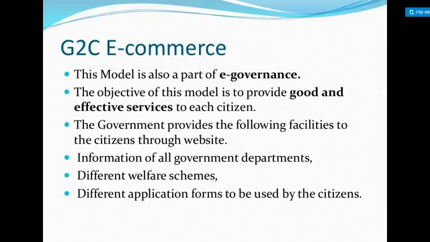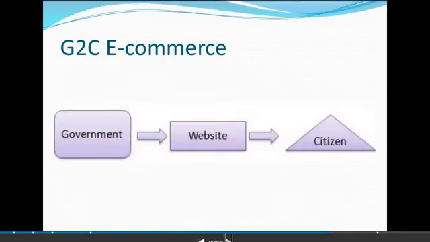The objective of this model is to provide good and effective services to each citizen. The government provides the following facilities to the citizens through a website. Means government is providing many facilities to citizens through the website. Information of all government departments, different welfare schemes, different application forms to be used by citizens, all are examples of G2C. Government with the help of a website providing many facilities to citizens.